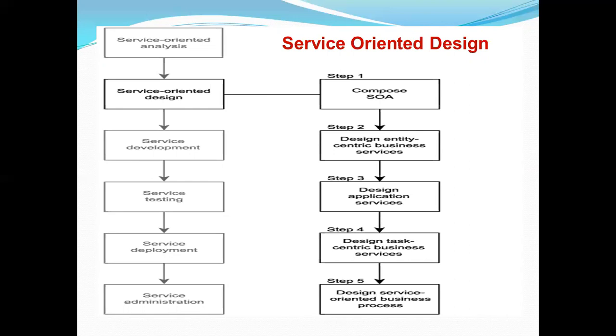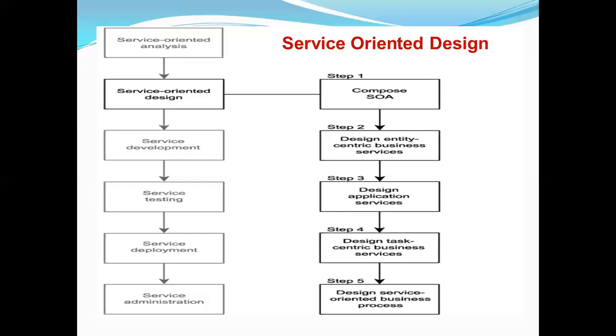The fourth step is what? Designing the task-centric business services. Task-centric means what? We are performing a task, and to perform a task, we take the help of entity-centric business services. We are retrieving the data for performing a particular task. We are storing some data for performing a particular task. So designing the task-centric business services is step number 4.